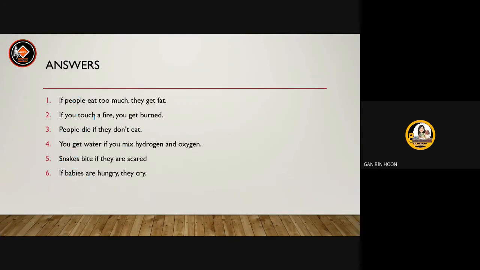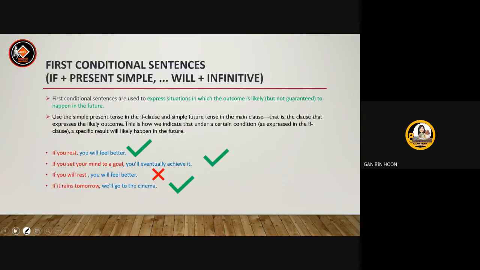Okay, if people eat too much, they get fat. If you touch a fire, you get burned. People die if they don't eat. You get water if you mix hydrogen and oxygen. Snakes bite if they are scared. Oh, sorry. If babies are hungry, they cry. Okay, so easy, right? Okay, let's look at the second one.